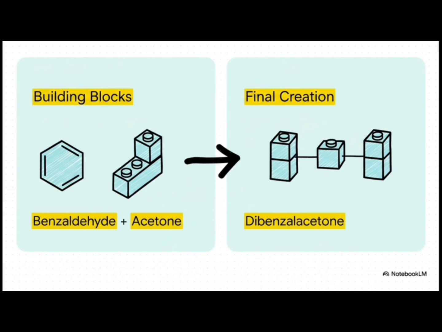We've got benzaldehyde, which is known for its cool ring-like structure. And then we have acetone. Yeah, the same simple chemical you'd find in nail polish remover. And on the right, that's our goal. That's the bigger, more complex molecule, dibenzalacetone. The whole challenge here is figuring out how to snap these pieces together in exactly the right way.